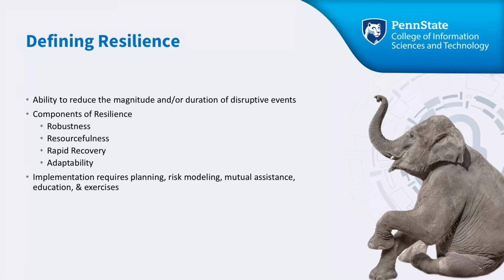Education and exercises are just what they sound like. How do you educate people to be resilient? Perhaps you provide survival kits. And exercises are live or tabletop events that allow people to practice, thus familiarizing them with the possible crisis.